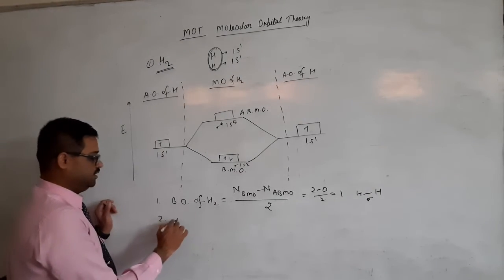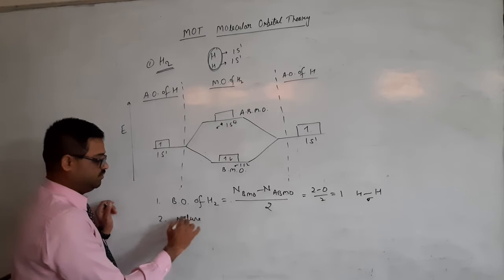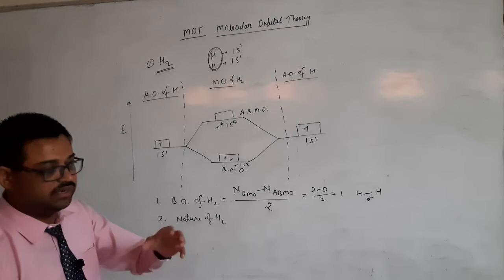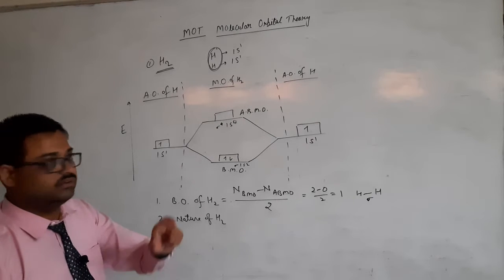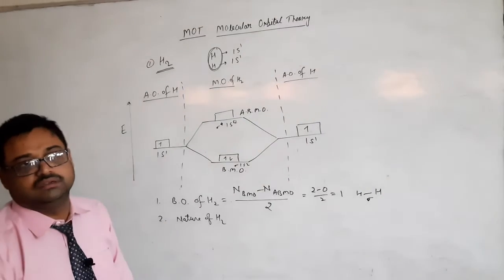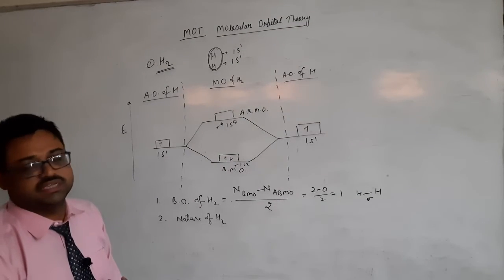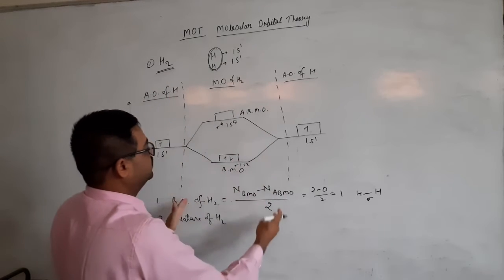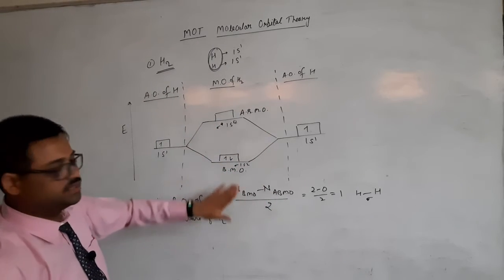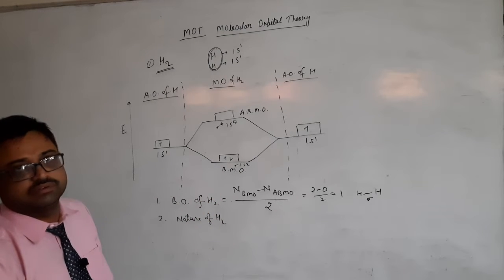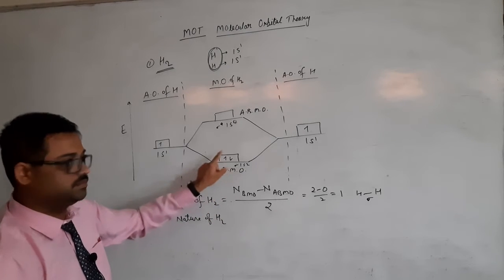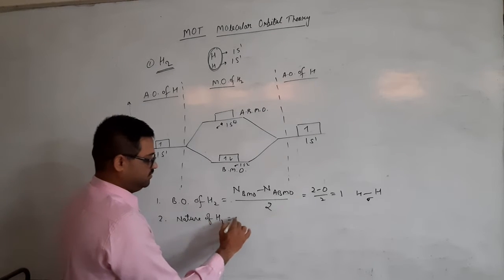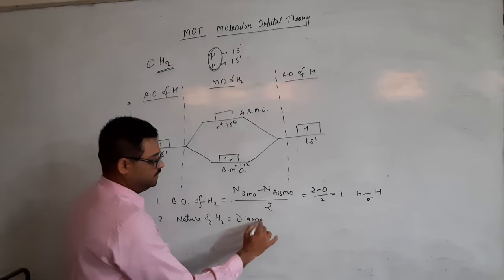Now second, you can understand the nature of H2. Nature means whether it is paramagnetic or diamagnetic. If an unpaired electron is there, then it is paramagnetic, otherwise it is diamagnetic. So in this MO, can you see any unpaired electron? No, because there is a pair of electrons. So the nature will be diamagnetic.